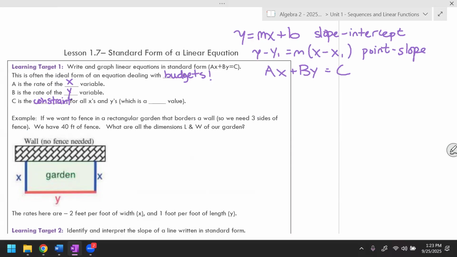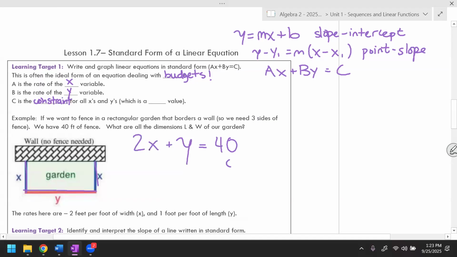40 feet, right? So I'll write a 40 as my C. And according to my diagram, X, X, and Y are going to add up to that 40-foot budget, right? So I'm going to get X plus X plus Y. Can I simplify this at all? 2X.